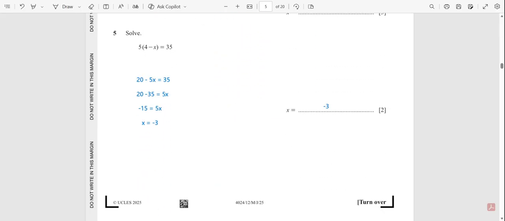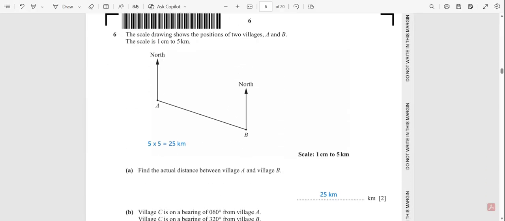Okay, solve. 5 into 4 minus x is equal to 35. 5 fours are 20 minus 5x is 35. 20 minus 35 is 5x. Minus 15 is 5x. X is minus 15 over 5, that is minus 3.